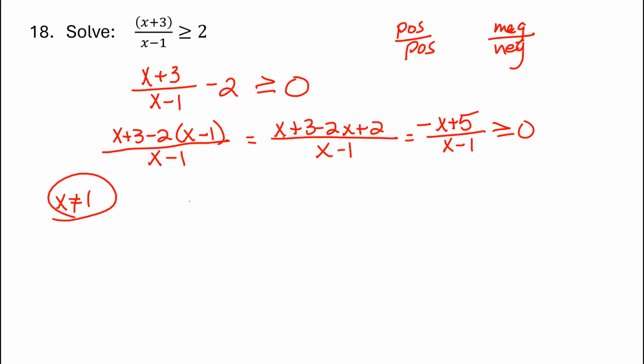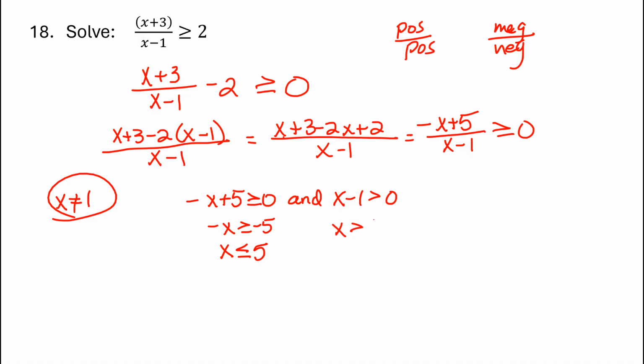So I'm going to look at negative x plus 5 is greater than or equal to 0, and x minus 1, I would say greater than or equal to 0, but it can't equal 0, so I'll just say greater than 0. This is the first situation, positive over a positive. The negative x plus 5 will be positive when negative x is greater than or equal to negative 5, and that is when x is less than or equal to positive 5. When you multiply by negative 1, you have to flip the sign. And then also we want it to be true that x is greater than 1.